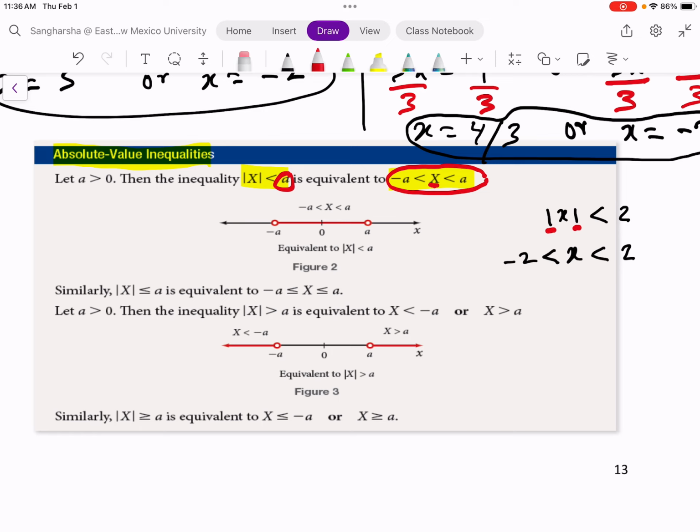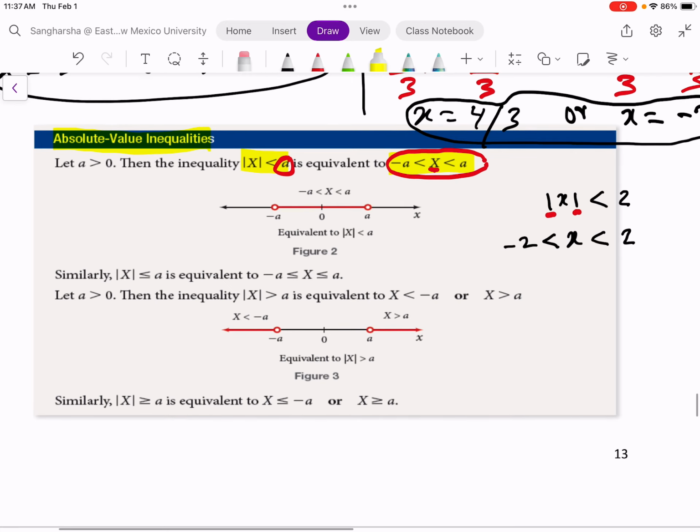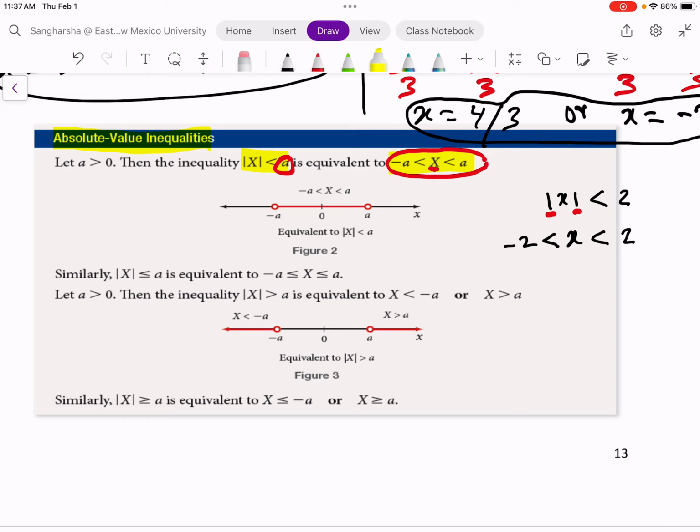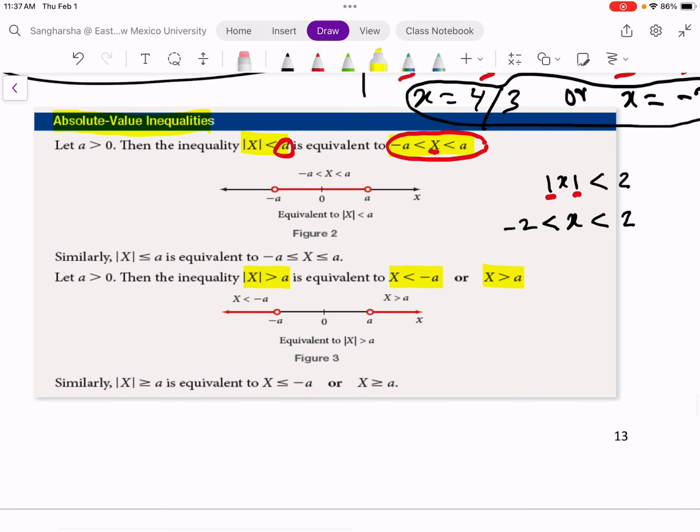The next one here is that if the absolute value of x is greater than a, then x is less than negative a, or x is greater than a. So you're gonna get two inequalities without the absolute value sign.